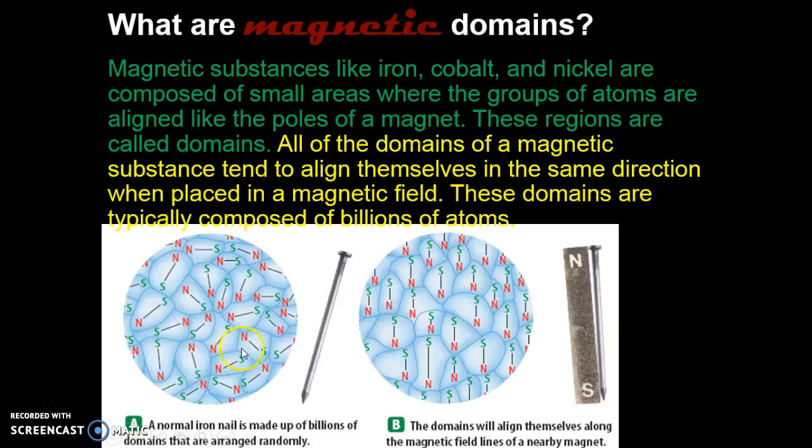But you see how they've got their poles already. But whenever you put that iron nail in contact with a magnet, the domains will align themselves along the magnetic field lines. So if the magnet has a north and south, you'll see how they're flipped. You see how this is north, and then all the ones on top are south, and all the ones on the bottom are north, because again, opposite poles attract, right?